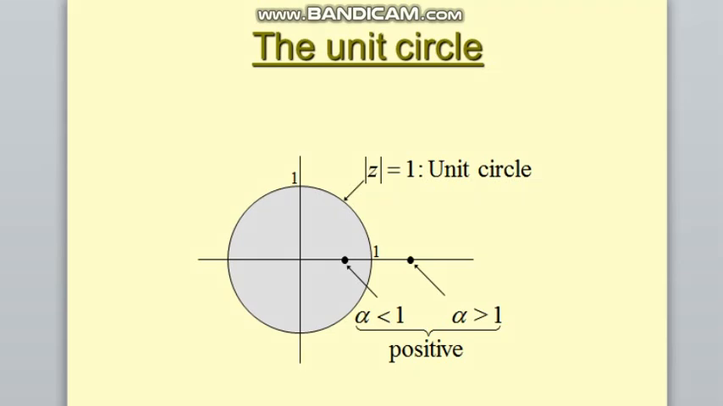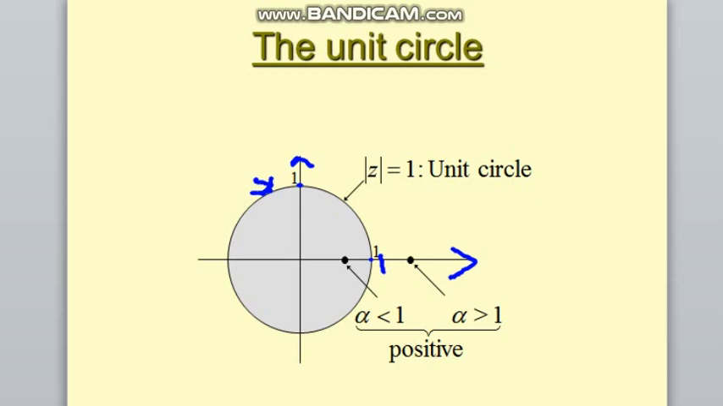That means on the unit circle the value of the pole and the zero is 1, with the imaginary axis, the y axis, and the real axis. On the real axis you get the value 1, and on the imaginary axis you get the value 1. So that is the unit circle.